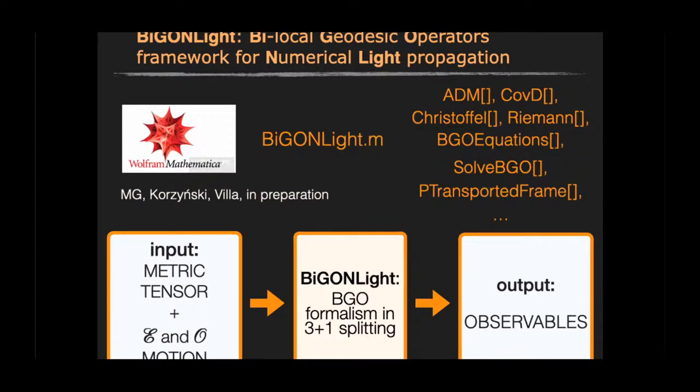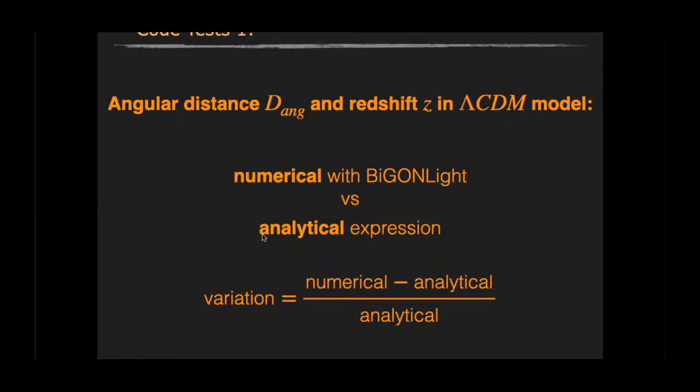The main reason why I use Mathematica is that we can take advantage of the many well-tested numerical methods already implemented there for solving ODEs. And also we can use the arbitrary precision control options, which essentially allow us to set the precision of our numerical calculation. In the rest of my talk, I will show you some tests and applications of the BeagleLight package.